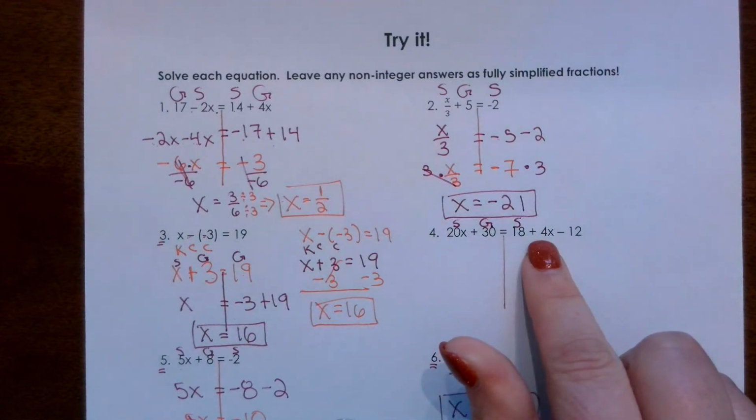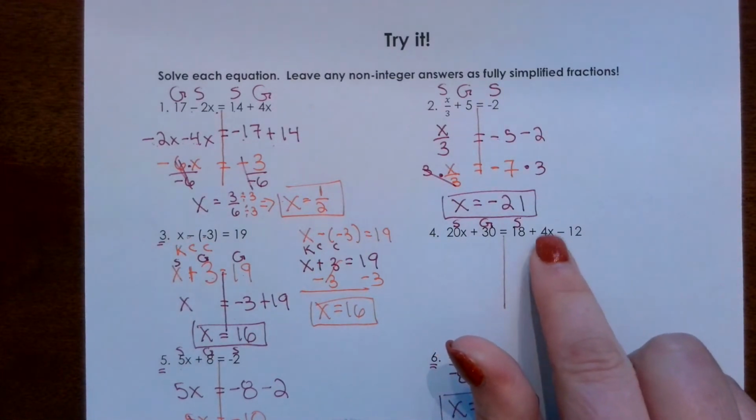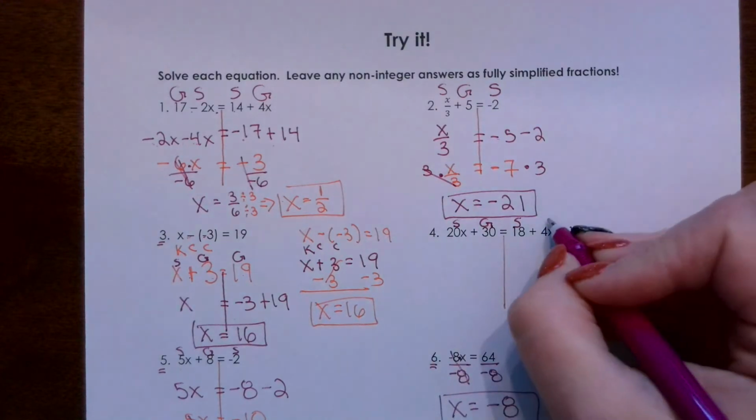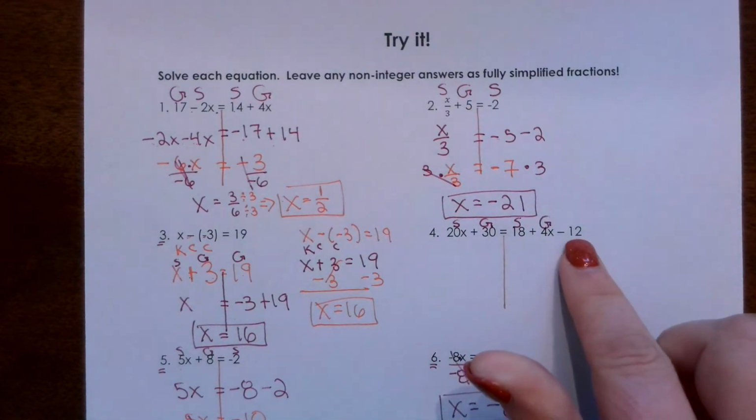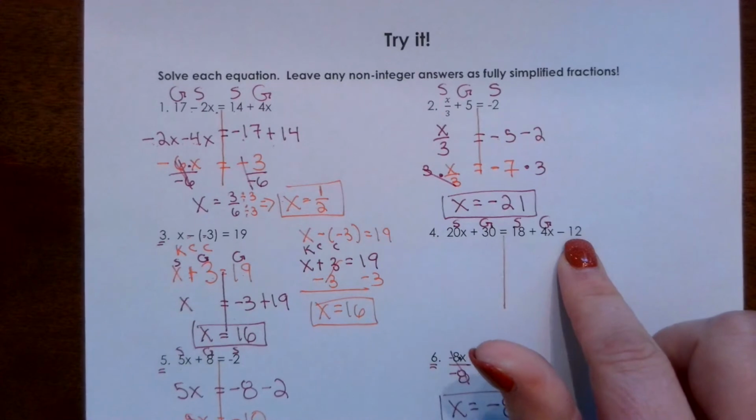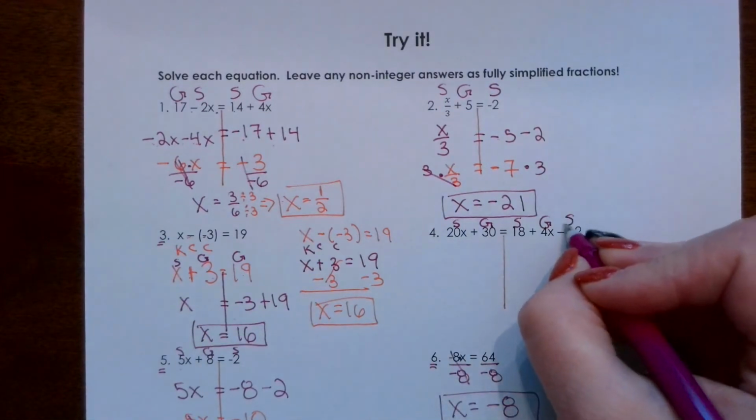This is plus 4x. It's over here on the right. I want it on the left, so it's going to go. And I have a minus 12. It's over here on the right. I want it to stay on the right.